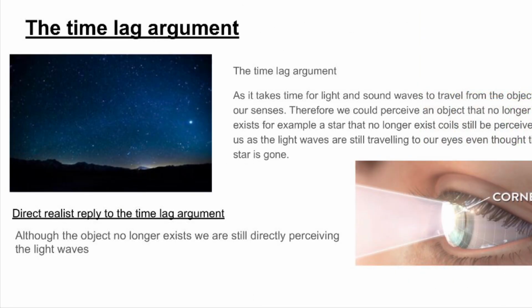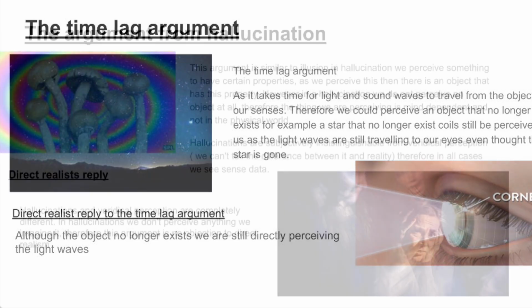The time-lag argument is another objection to direct realism. It takes time for light and sound waves to travel from the object to our senses. Therefore, we can perceive an object that no longer exists. For example, a star that no longer exists can still be perceived by us, as the light waves are still travelling to our eyes, even though the star is gone. The direct realist reply to the time-lag argument is that, although the object no longer exists, we are still perceiving the light waves, therefore we are still perceiving it directly.